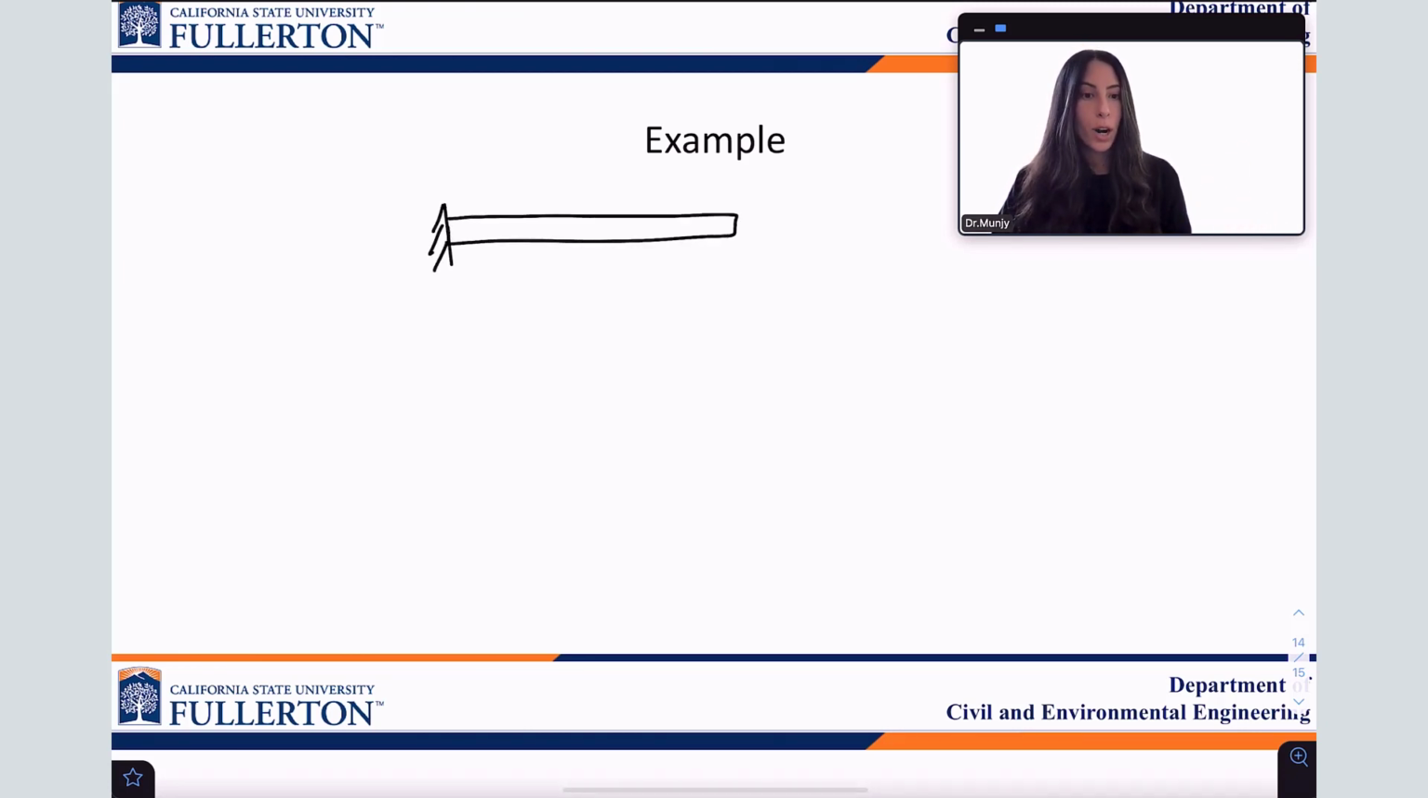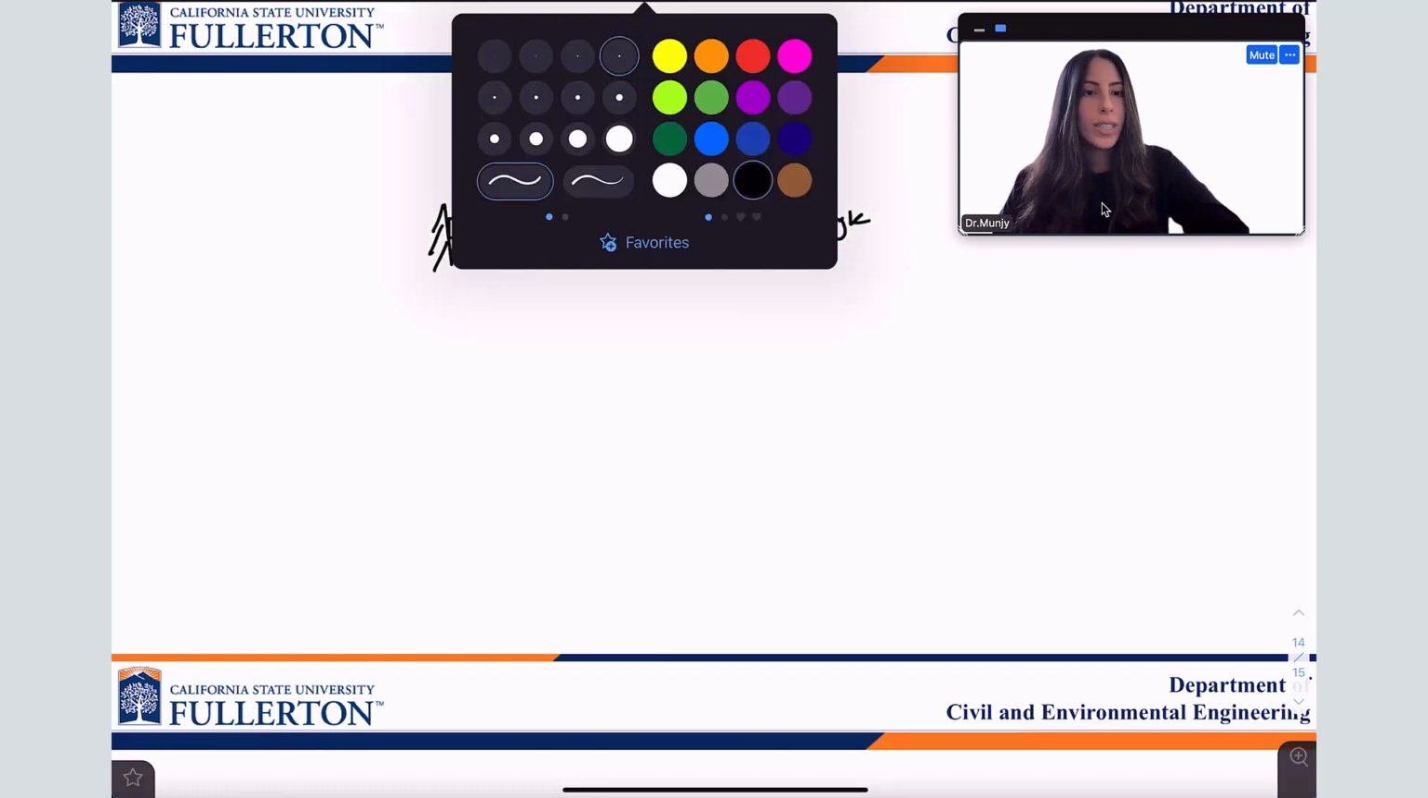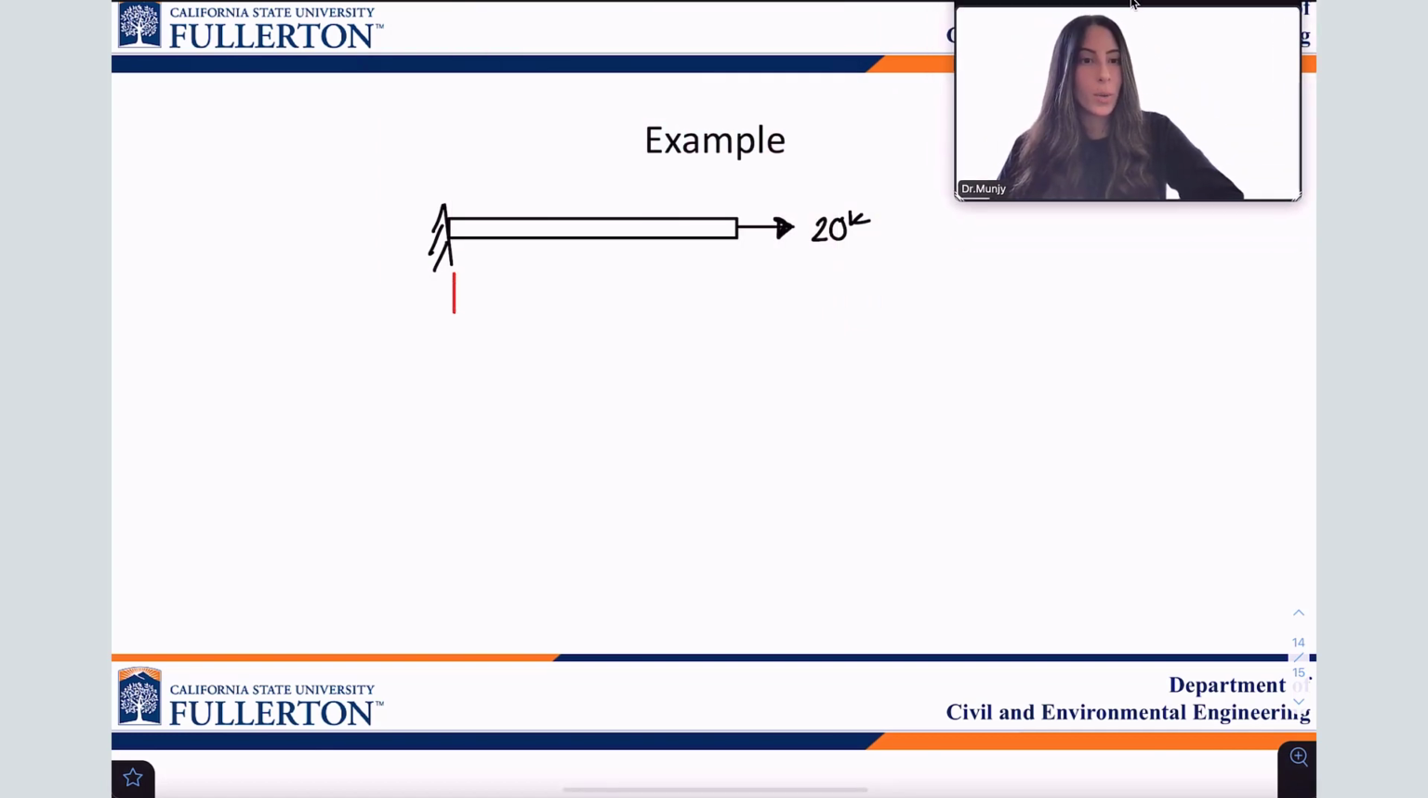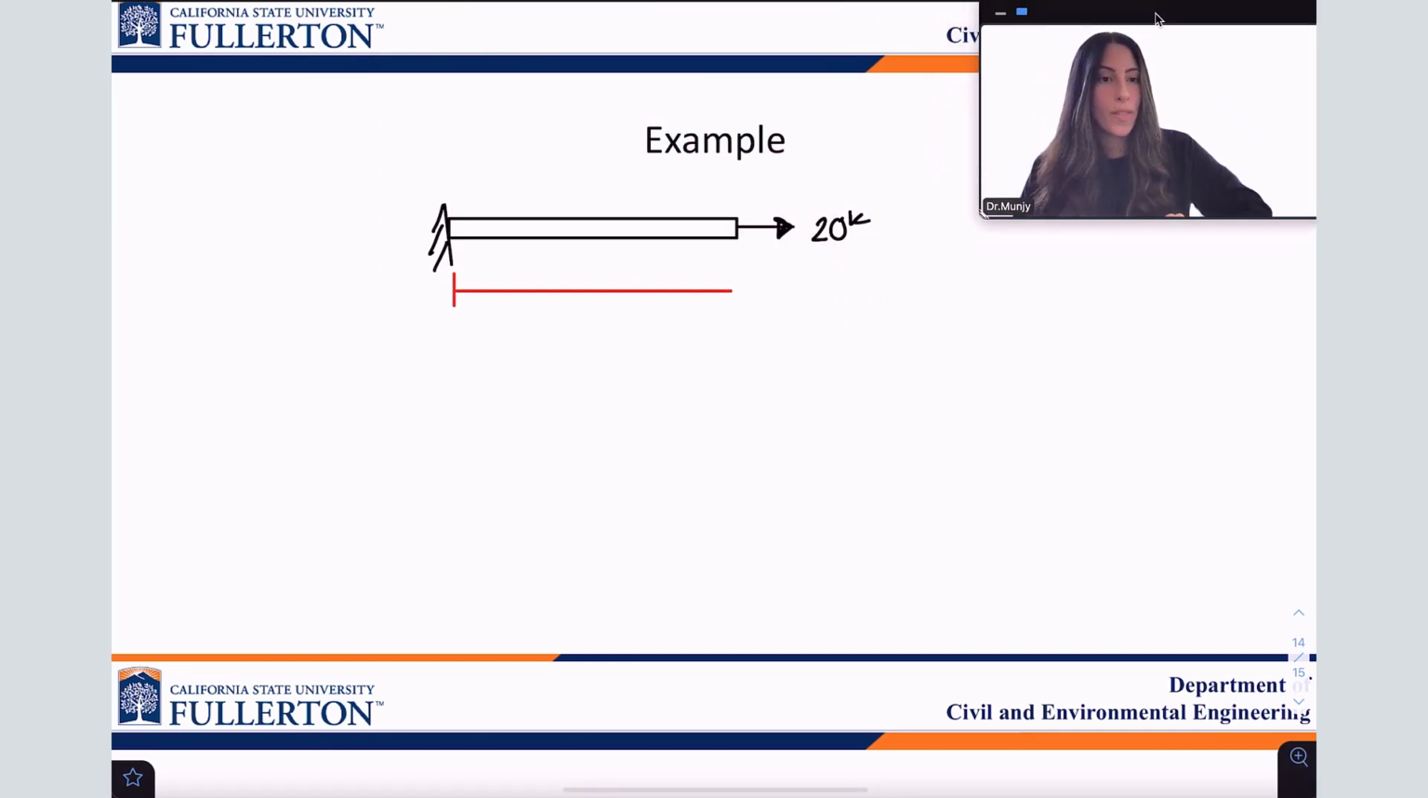I'm going to draw a bar with a fixed support, and I'm going to pull on that bar, right? So this is tension. I'm going to pull on that bar with 20 kips of force, okay? What is a kip? One kip is equal to 1,000 pounds. I'm going to put that on the screen for you shortly.